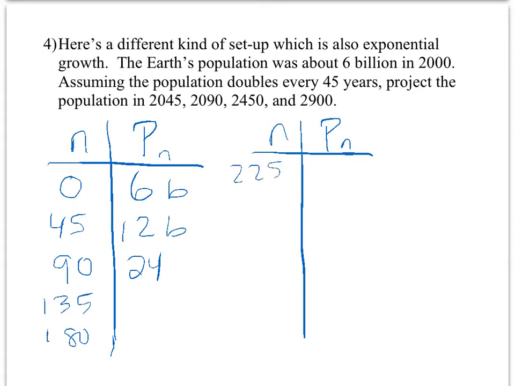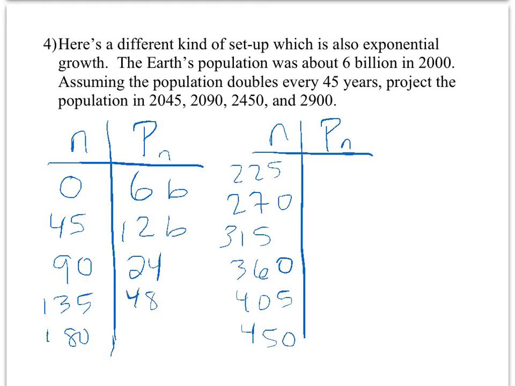Continuing my table over here. 225, 270, 315, 360, 405, okay, we're getting closer, 450, there it is. So now I just have to double my populations this many times.